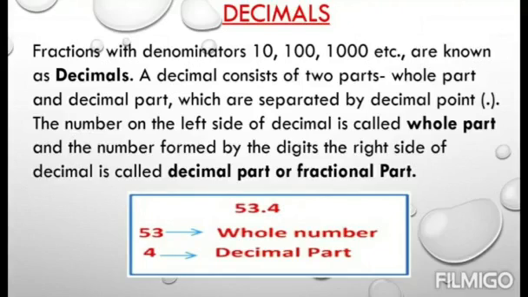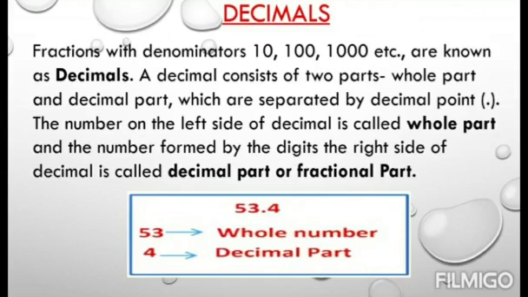Decimals. Fractions with denominators 10, 100, 1000, etc. are known as decimals. A decimal consists of two parts, whole part and decimal part, which are separated by a decimal point. The number on the left side of the decimal is called the whole part, and the number formed by the digits on the right side of the decimal is called the decimal part, or you can say fractional part.